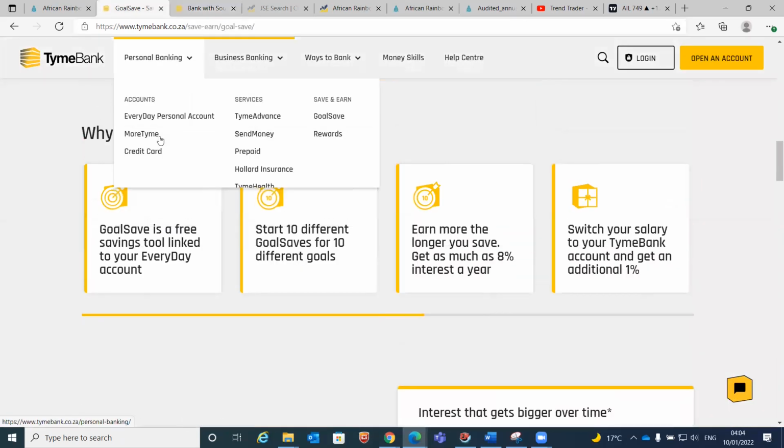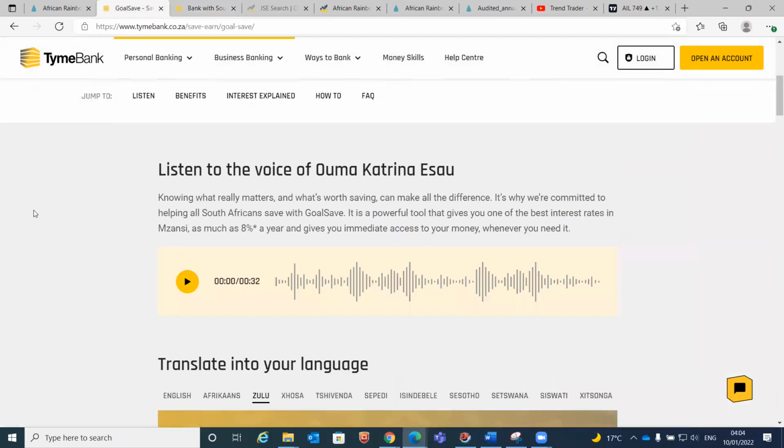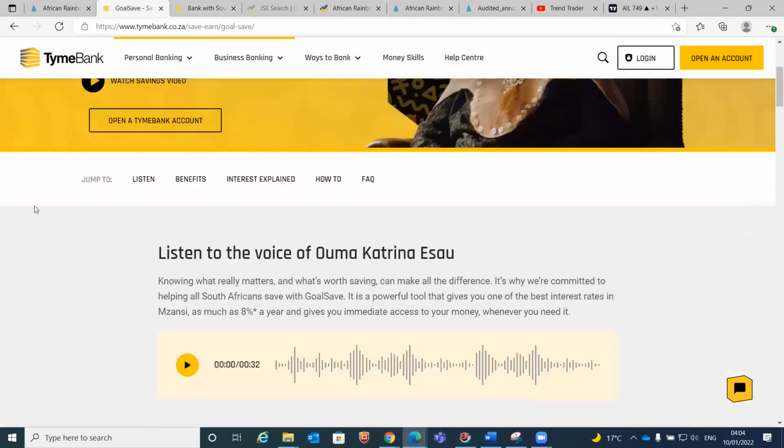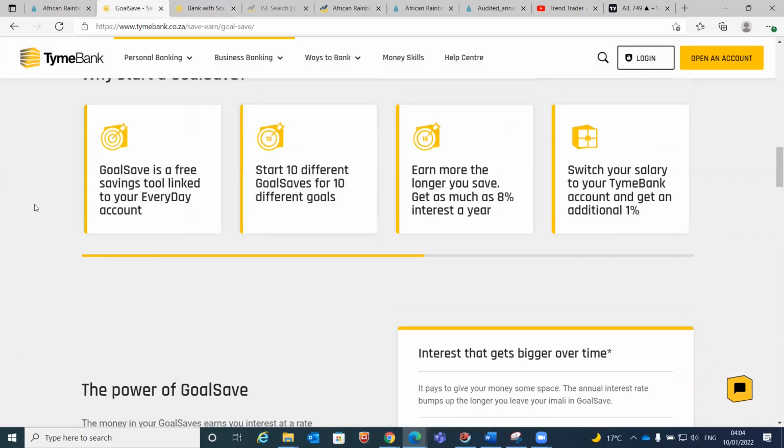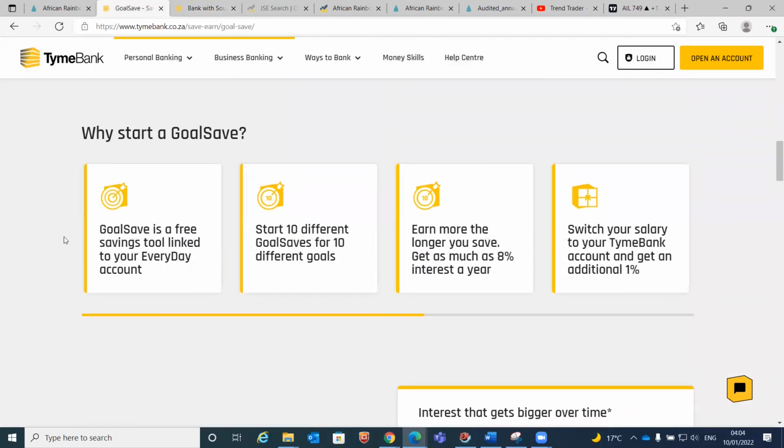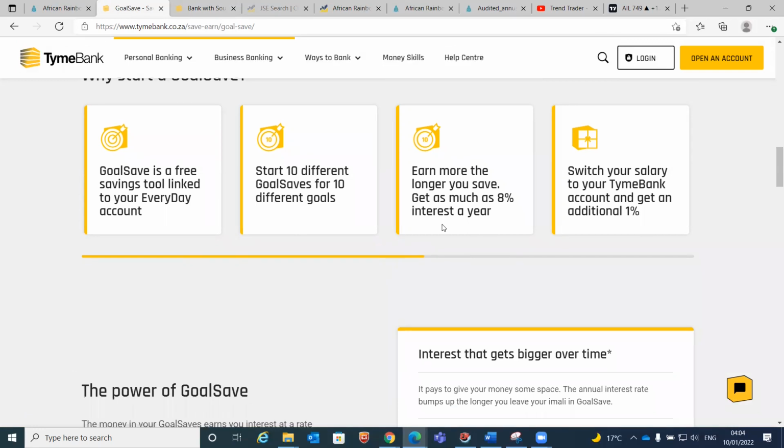So just before we go to African Rainbow Capital, I want us to look at the goal save. As you can see, they say that you can make different kinds of savings in your goal save account. It's a free saving tool that is linked to your everyday account. You can have 10 different goal saves for 10 different goals. And then they say you can earn interest. The longer you save, the more interest you can get. I'm sure we are all familiar with that now.